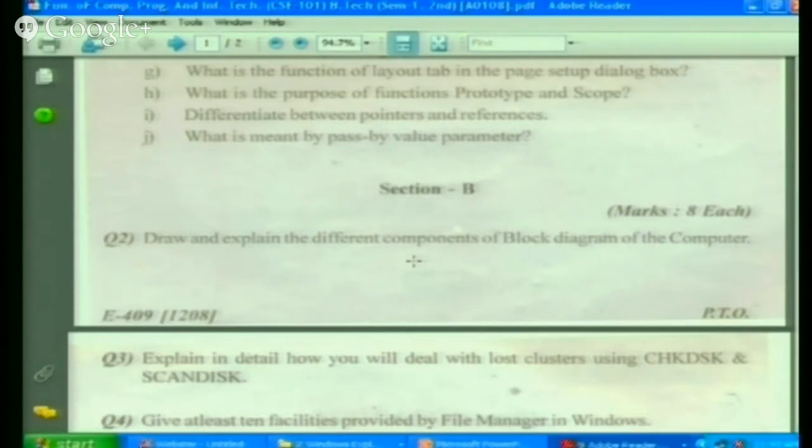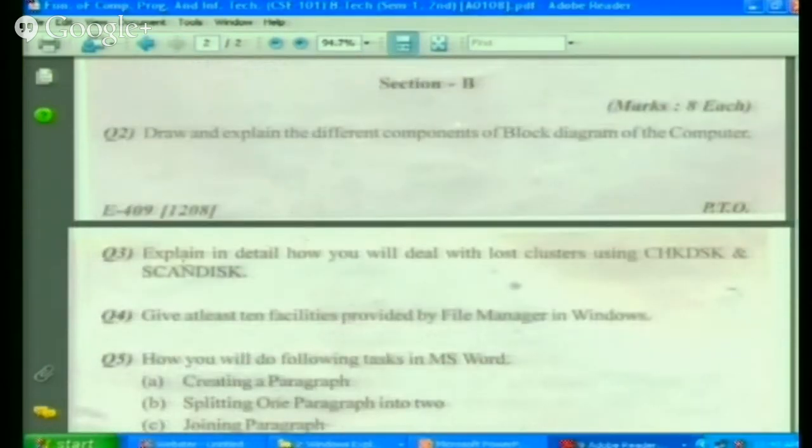So it is left to the examiner whether he gives 2 marks for the diagram and 6 for the explanation, or 4 marks for the drawing and 4 for the explanation. The paper setter needs to give the distribution of marks for the sketch and the explanation. Similarly, explain in detail how you will deal with lost clusters: again there are 2 parts, so 4, 4. If this is the classification of marks, it will be easier for the examiner to do justice. Give at least 10 facilities provided by file managers in Windows. Now look, what is written here? 10 facilities.